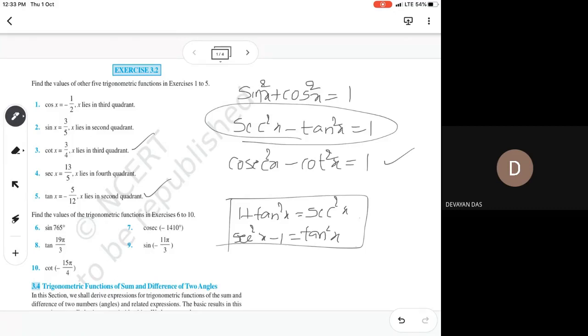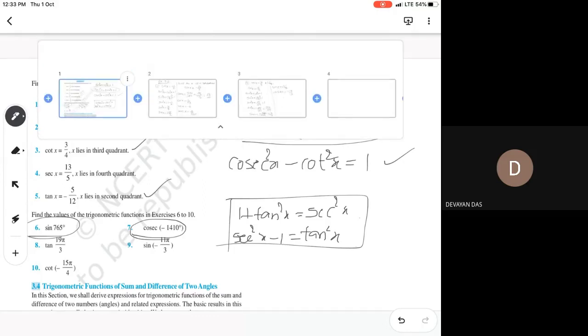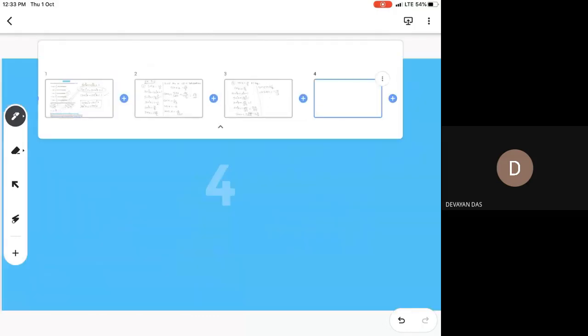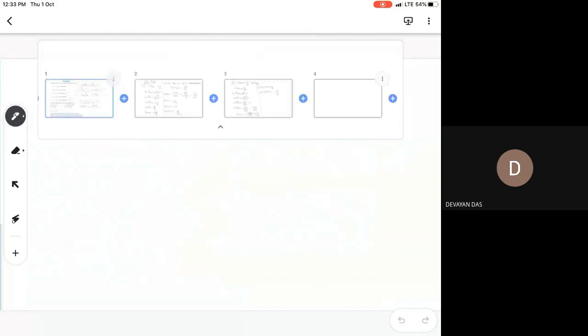So now the sixth question is given to you, asking you to find out the values of the trigonometric functions. Sine 765 degrees. The first question is 765 degrees, then minus 1410 degrees. So these questions can be done in different ways. Depending upon the situation, a student will do it. So it doesn't matter here. Question number what? Sixth question.